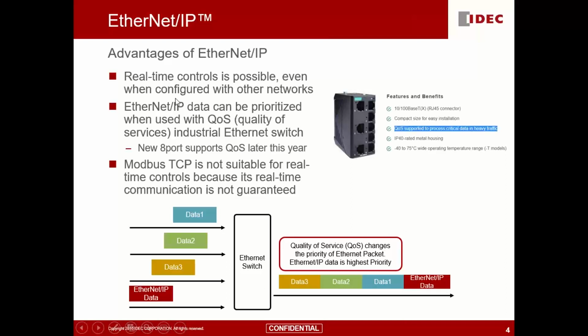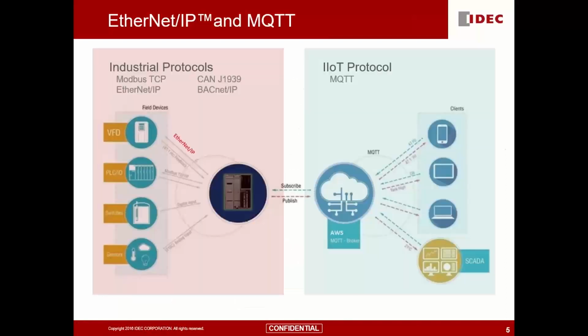Now, the other main difference between EtherNet/IP and Modbus TCP is that Modbus TCP is not suitable for real-time control because it's not guaranteed. Again, Modbus TCP data cannot be prioritized using a QoS Ethernet switch. So that's one of the main differences.